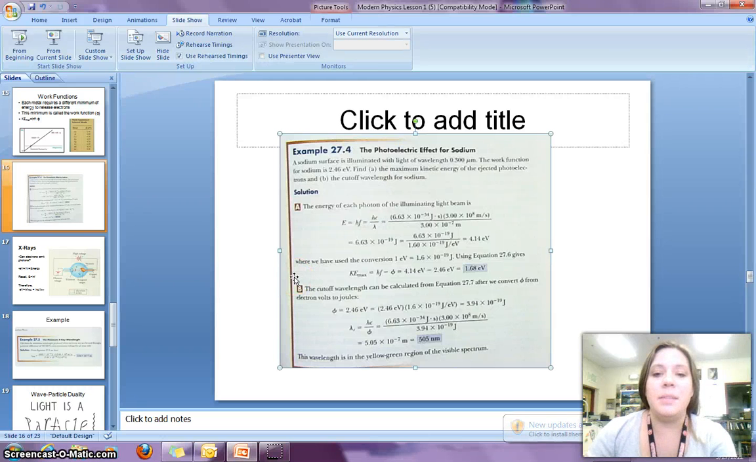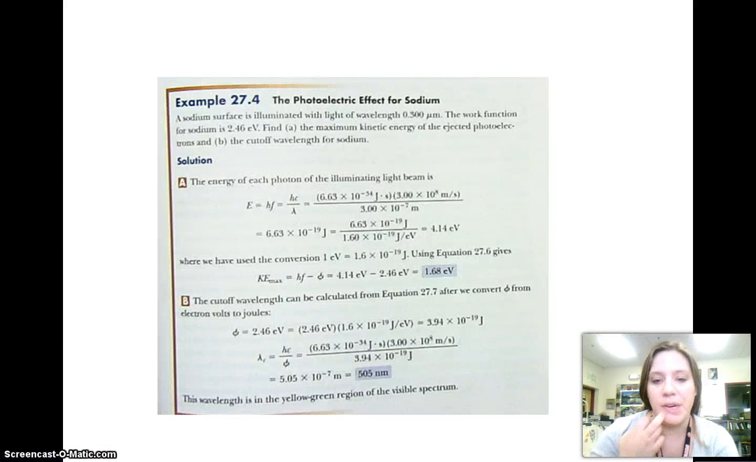I'm going to begin this lesson by just going over the last part B of 27.4 because I think we ran out of time a little bit on the last lecture. I just want to make sure that you understand. Okay, so we're looking at the cutoff wavelength. On our graph, we plotted the cutoff frequency.